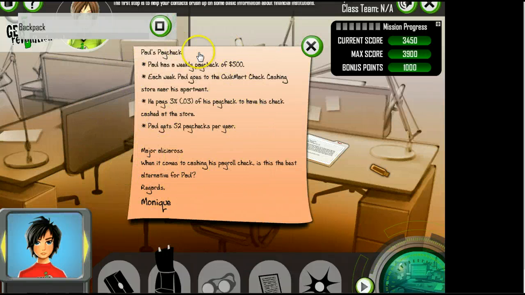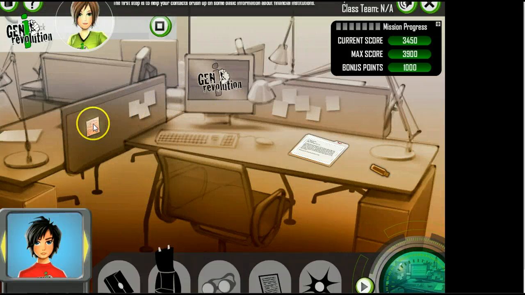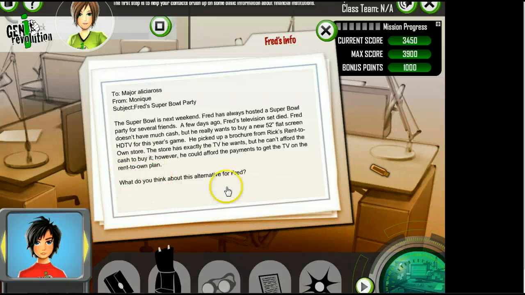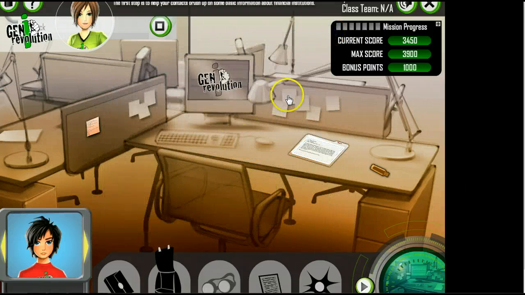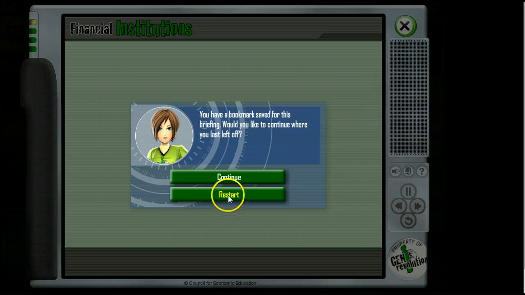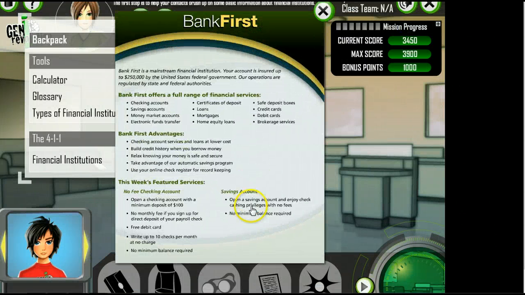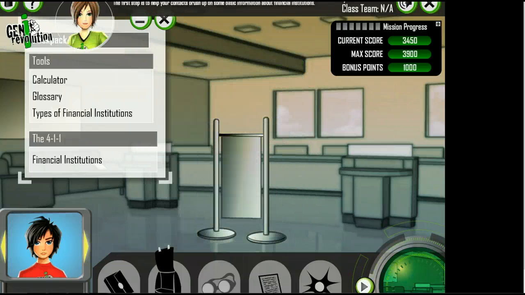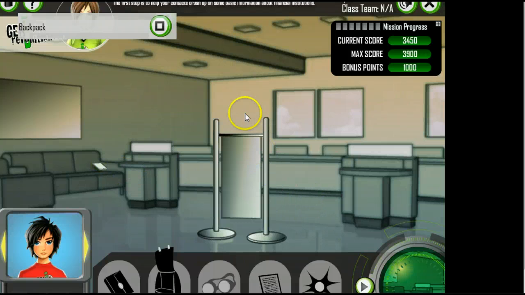Oh, here's a question. It asks about Paul. There's a question about Paul, so you'll find Paul's paycheck information there. And here's information about Fred and his desire to have a 52-inch high-definition television before the Super Bowl. Whoops, didn't want that. Let's get out of here. Here's some information about the bank that you might find helpful. And there's the 411. So I just want to show you those two. Thought they were kind of tricky, and that you might need some help with those. And that's the end of the screencast for Mission 7.